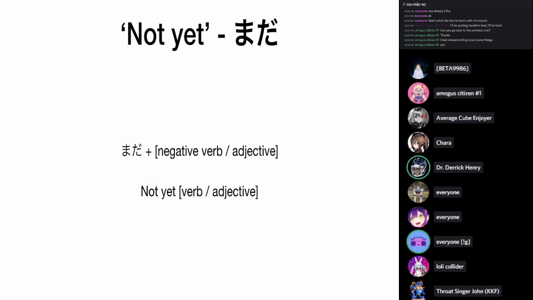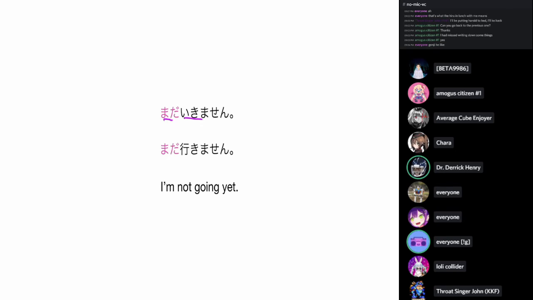Next word is mada. So mada is not yet. Right? So the way to use that is mada plus a negative verb or a negative adjective. And so mada on its own means still, but using it with a negative verb or adjective would mean not yet. Mada ikimasen. I'm not going yet.